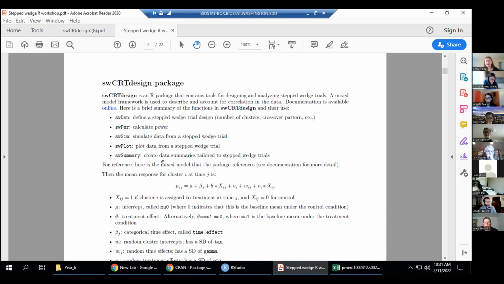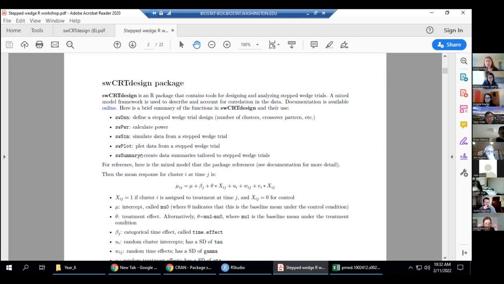So this package that we're going to use today is basically just a collection of tools custom designed for analyzing and designing stepped wedge trials. The basic functions are here. SWDSN is the most fundamental. It's just defining a stepped wedge design. That's how you tell the package what design you're talking about.